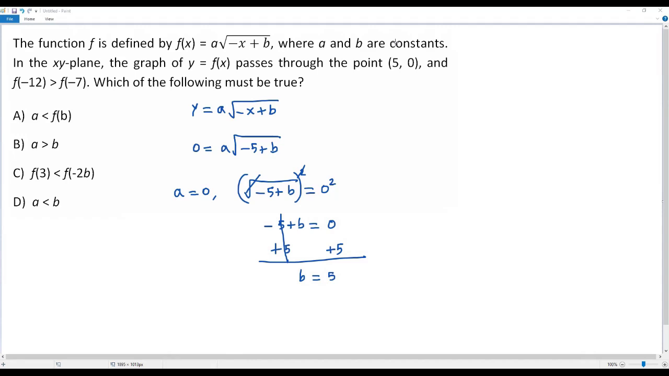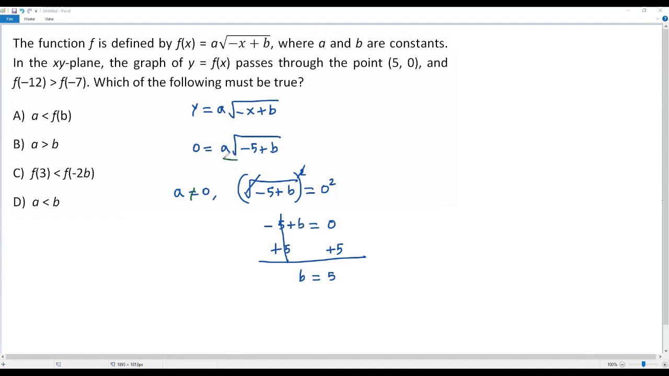5. Now, let's consider the given function f of x, that is f of x equals a times the square root of negative x plus b. Here we got a equals 0. When I plug in this 0 for a, it will be multiplied by the square root. Then we get f of x equals 0, but that is not possible. So a equals 0 is not possible, that is, a is not equal to 0.